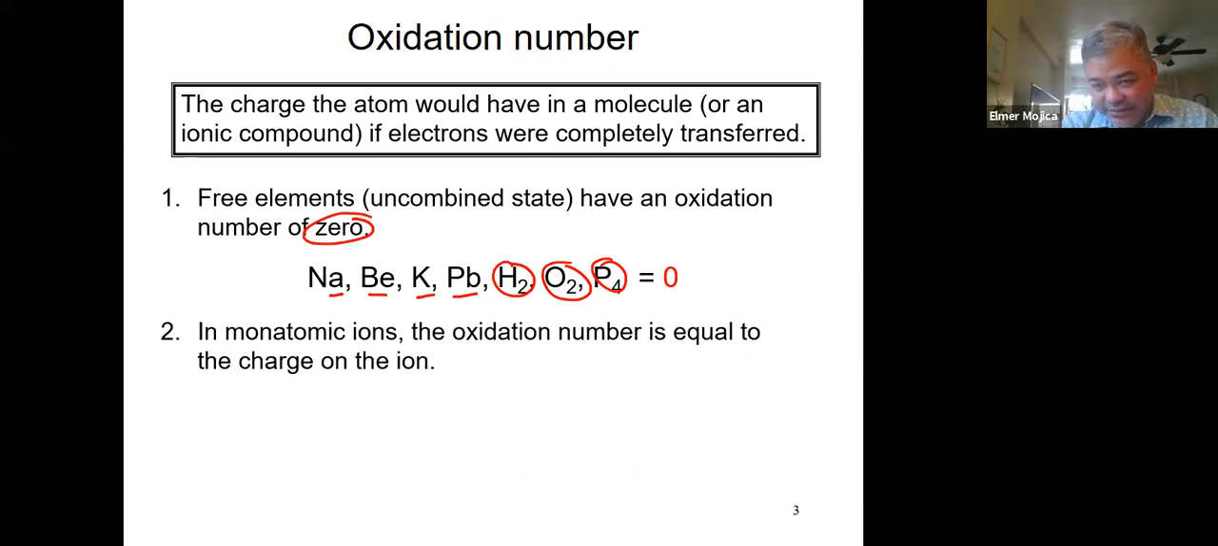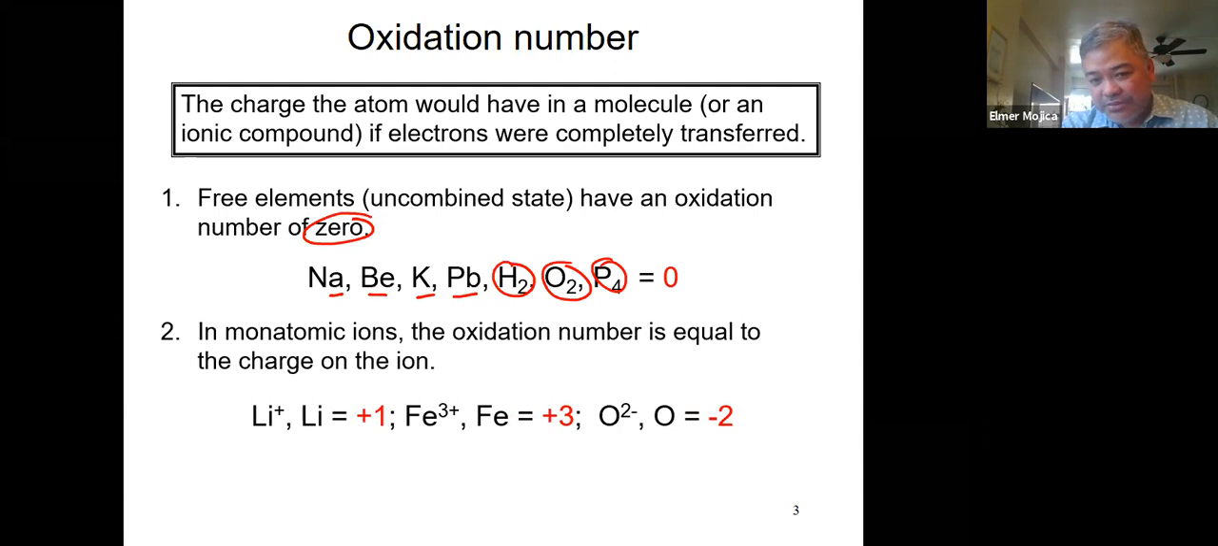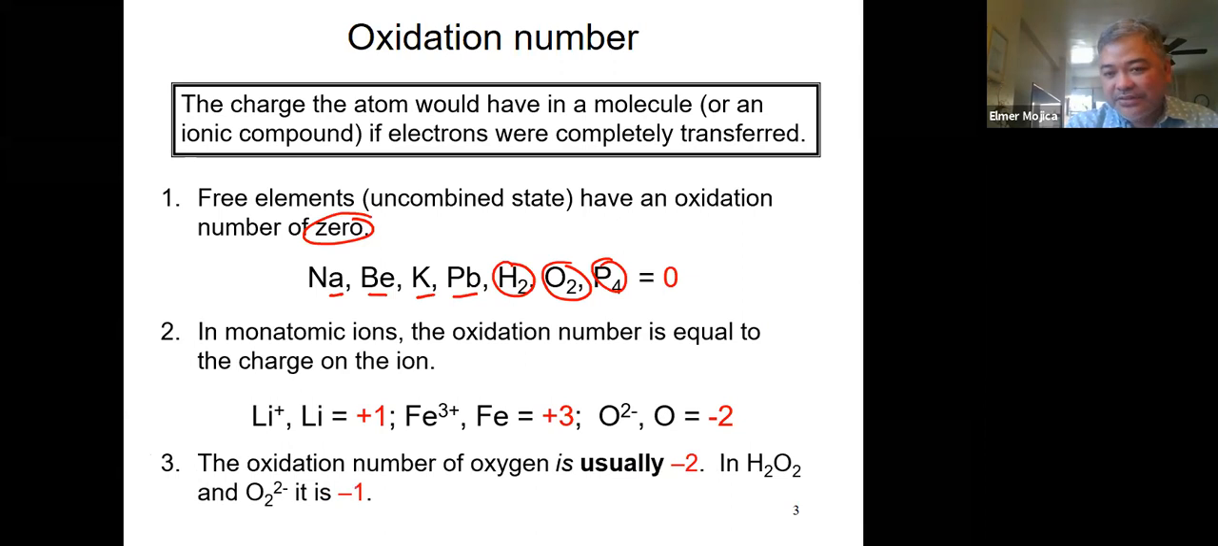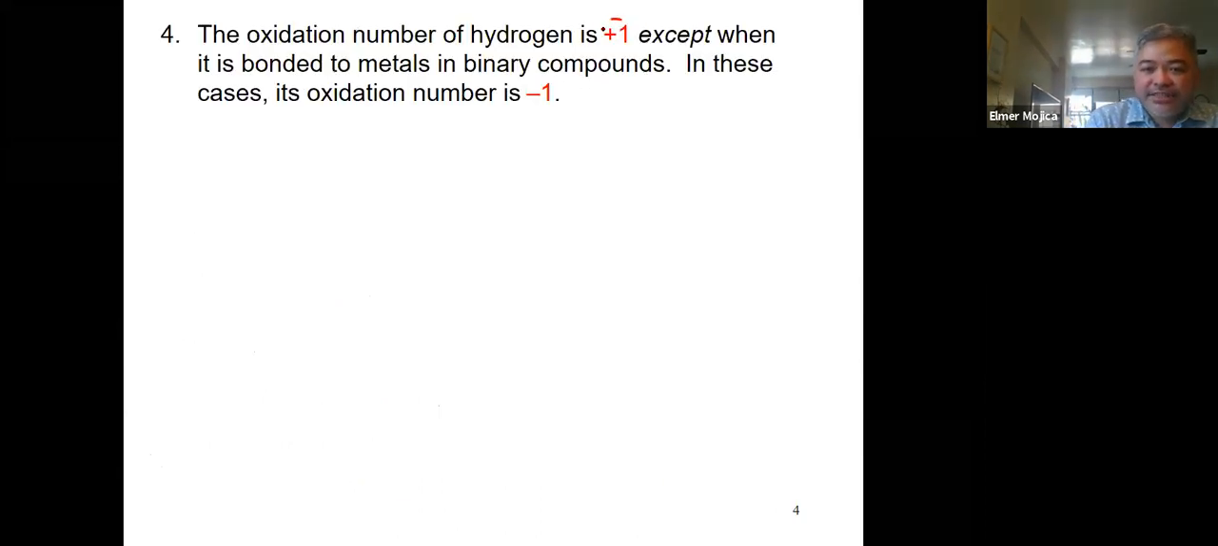And then the next thing that you're going to do: whatever the charge that they have, most likely that's the oxidation number. So if you have an Li plus, lithium ion, a ferric ion, ferrous ion, oxide, then whatever the charge, that's the oxidation number. And oxygen, most of the time, it's -2, except when it is a peroxide, where it becomes -1. Hydrogen, most of the time, +1, except when it is a hydride, or when combined with a metal, wherein it becomes -1.